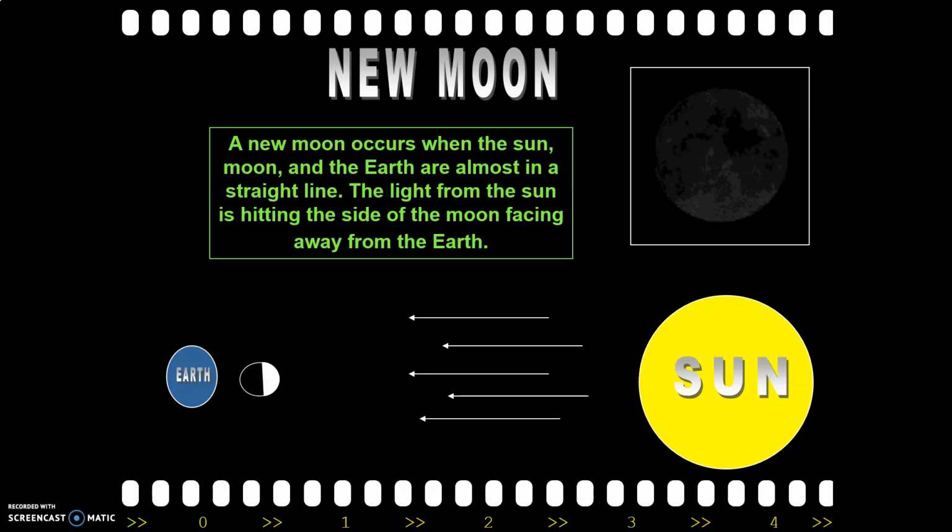Phase 1, the new moon. A new moon occurs when the sun, the moon, and the earth are almost in a straight line. The light from the sun is hitting the side of the moon facing away from the earth.